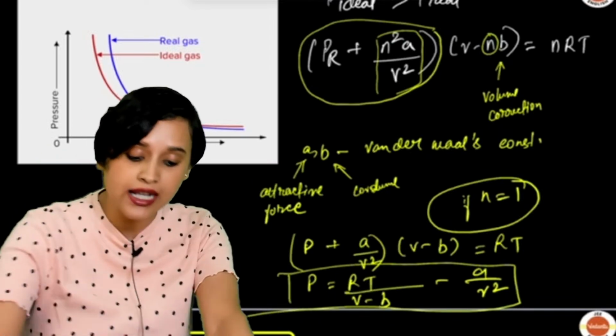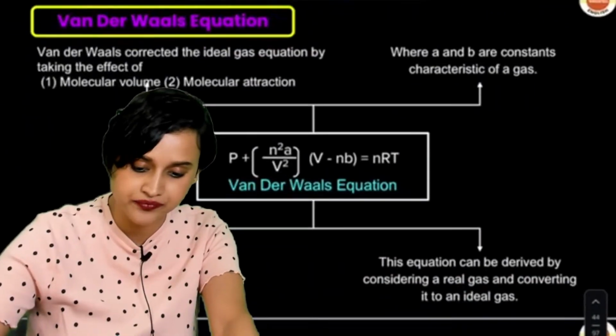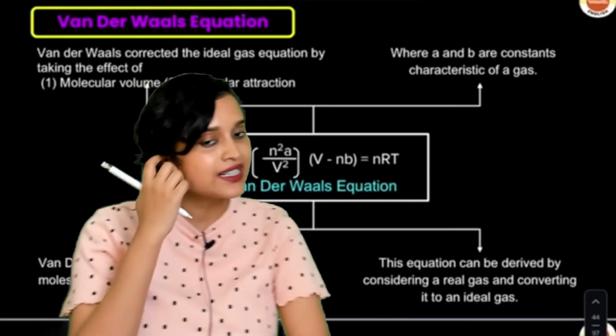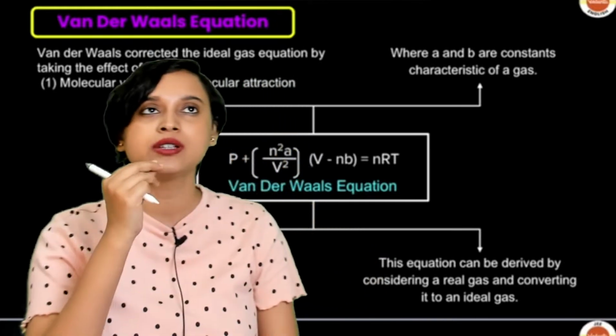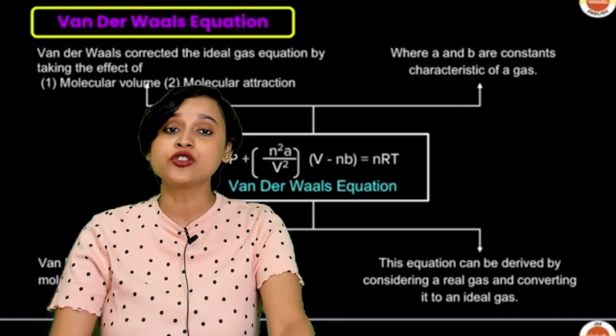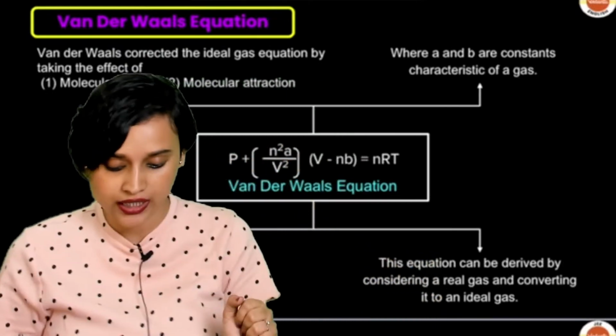Now, do you remember that sometime back I told you about collision frequency, right? Sometime back I told you about collision frequency, isn't it? Now, forget about collision frequency. We're done with collision frequency. Now we have to read about compressibility factor. Okay, there is something called as compressibility factor.